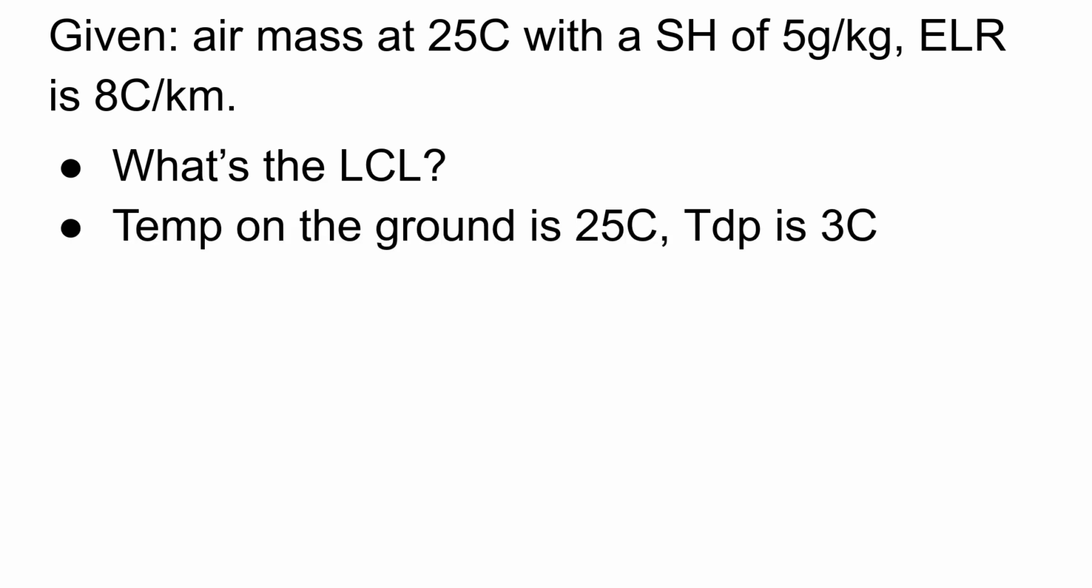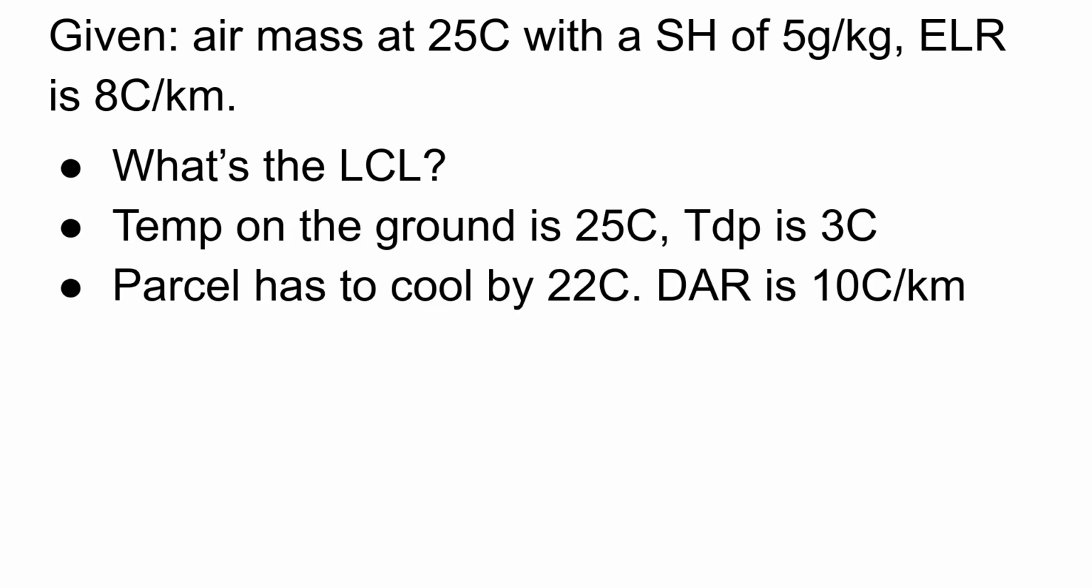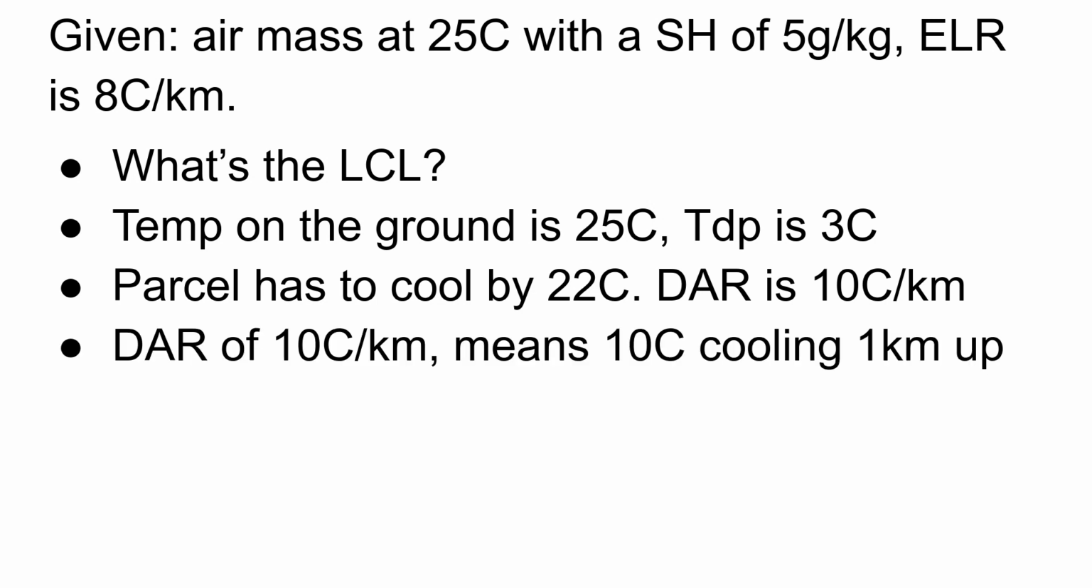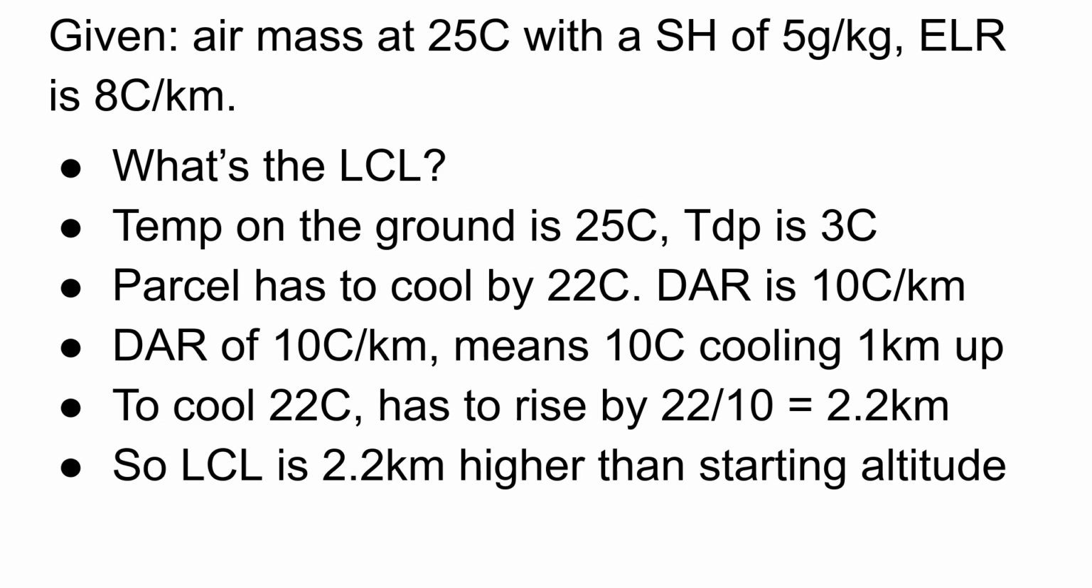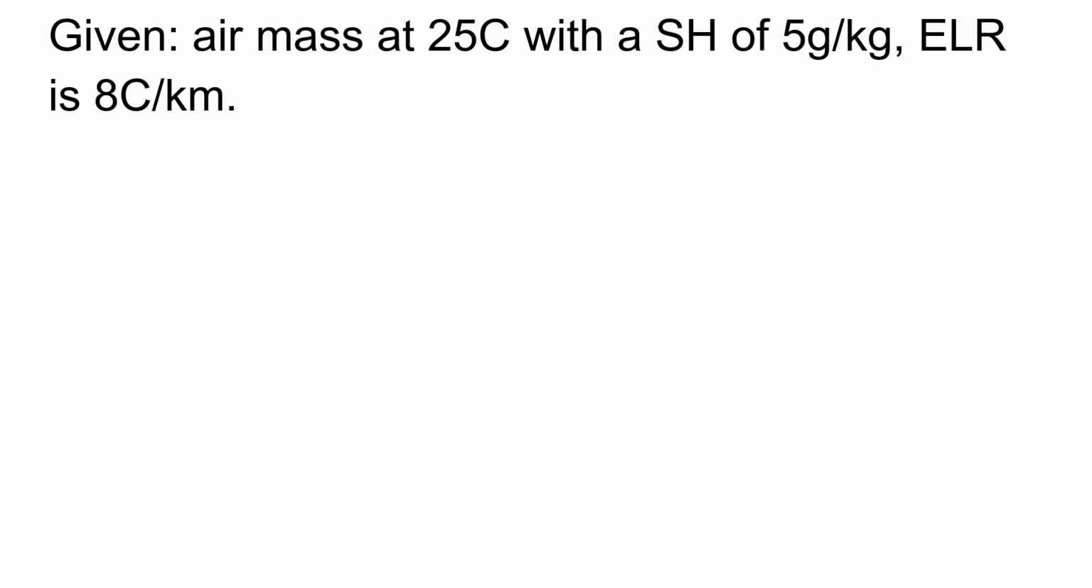What's the lifting condensation level? Well, the temperature on the ground is 25. The dew point is 3. So it has to cool by 22 Celsius, right? 25 on the ground minus 3 is 22. 22 divided by 10 is 2.2. So the lifting condensation level is 2.2 kilometers above the ground. That's not an absolute. It's 2.2 kilometers of lifting is what it's going to take. So at 2.2 kilometers, we know the temperature of the parcel is going to be 3 degrees, because that's dew point, right? So the lifting condensation level is 2.2 kilometers higher than the starting altitude.